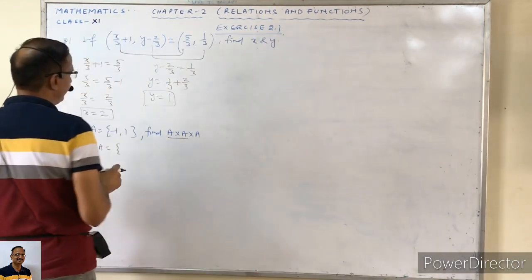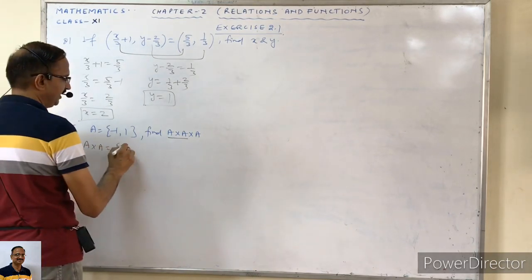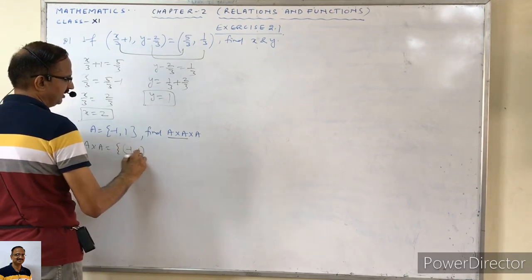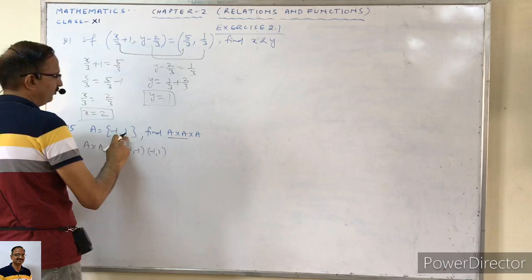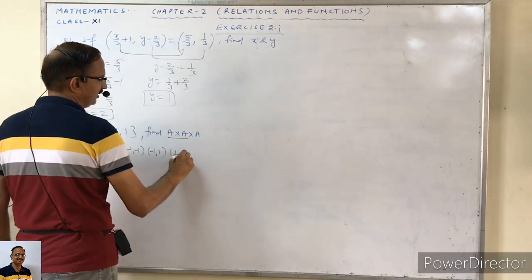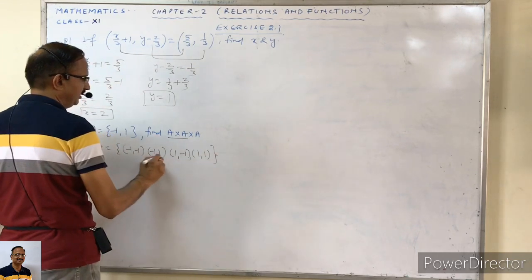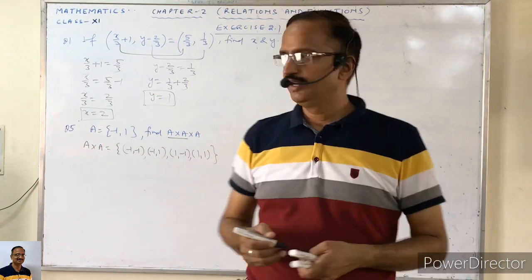So every element belongs to set A. So we will write minus 1, minus 1 plus 1, then 1 minus 1, and then 1, 1. These are the possible combinations. So this is A cross A.